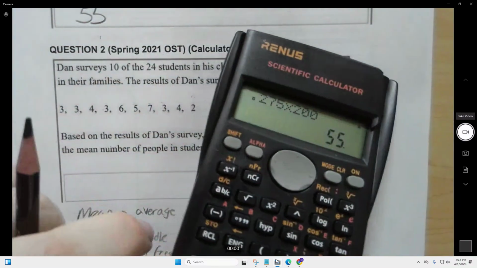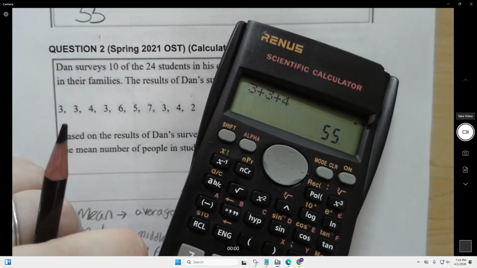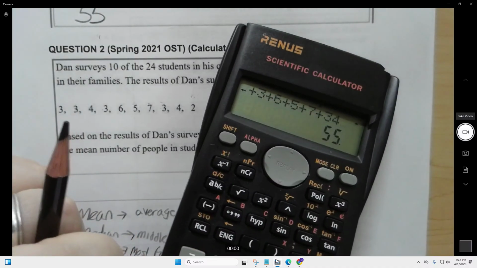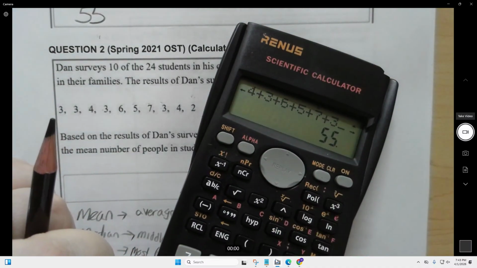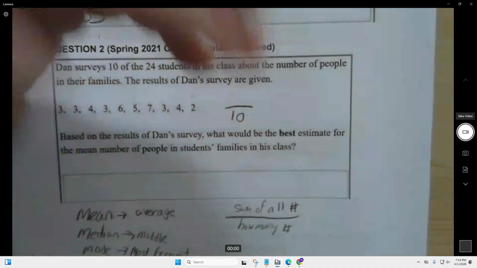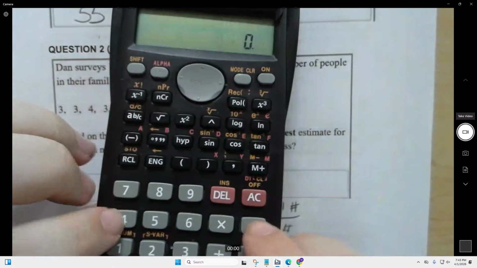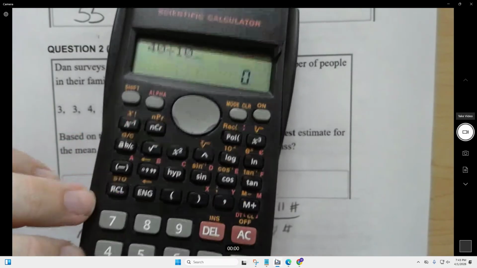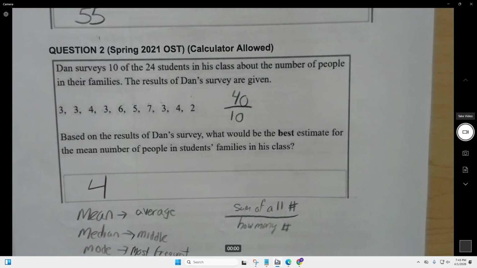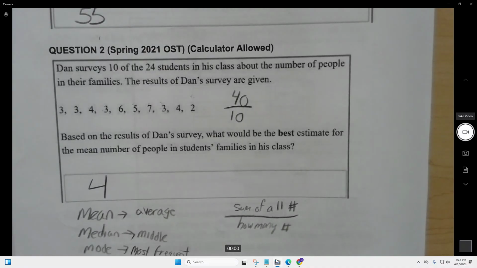So, let's add up these numbers. 3 plus 3, calculator's allowed, right? Yep. Plus 4, plus 3, plus 6, plus 5, plus 7, plus 3, plus 4, plus 2, and that is 40. So 40 divided by 10, I could tell you it's 4, but just in case you want to confirm in the calculator, it is 4. So the answer would be 4. Add up all the numbers, divide by how many numbers you have.